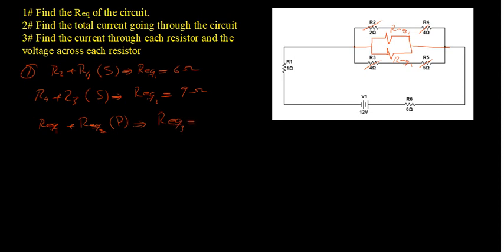Now for the parallel resistors, as we know, we say okay, it's 1 over 6 plus 1 over 9. Then we have to find the inverse. To do that, it will give me 3.4 ohm. Great. Now my circuit will look like this.